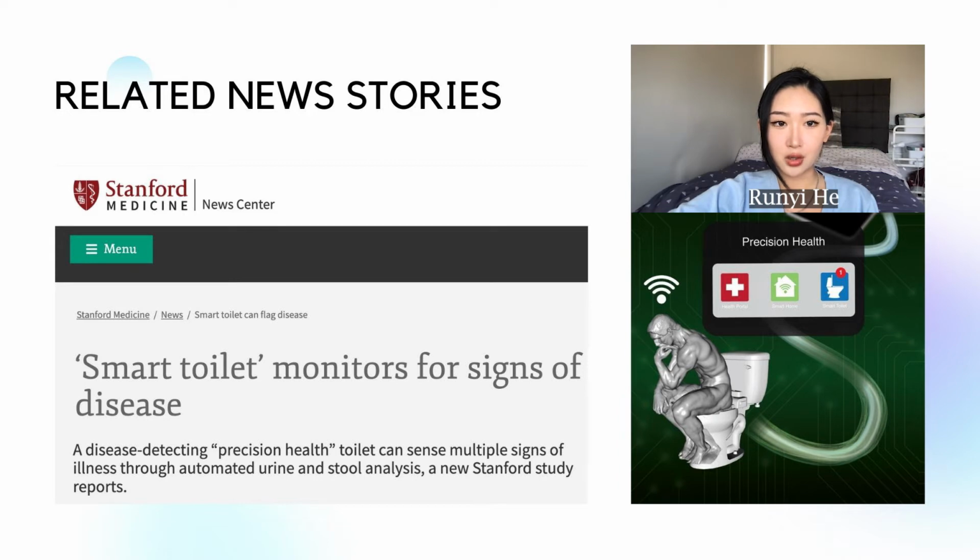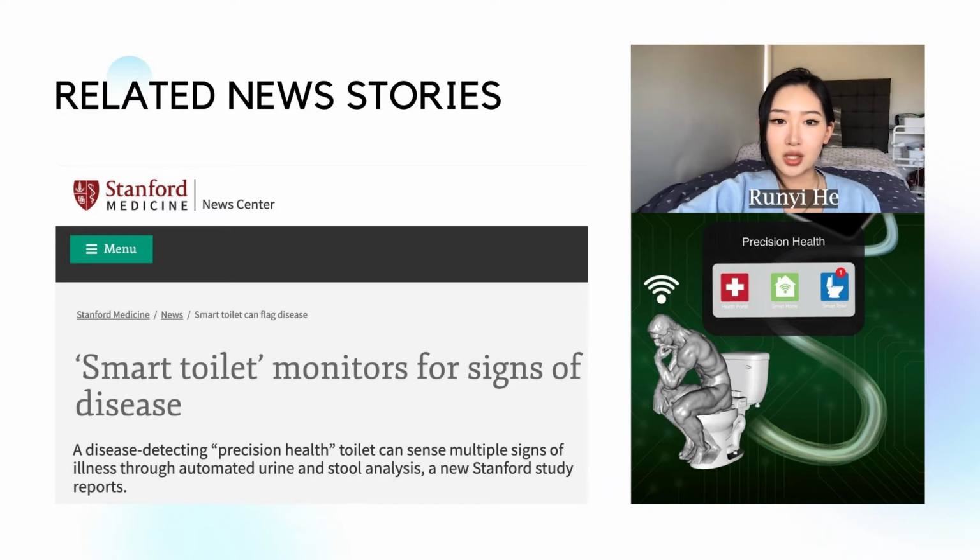The news article I found that related to our product is from the Stanford Medicine News Center. The title of the news article is Smart Toilet Monitors for Signs of Disease, and it talks about how Professor Gambhir and his group developed the idea of creating a toilet that can detect a range of disease markers in stool and urine. This includes those of some cancers, such as colorectal or urologic cancers.